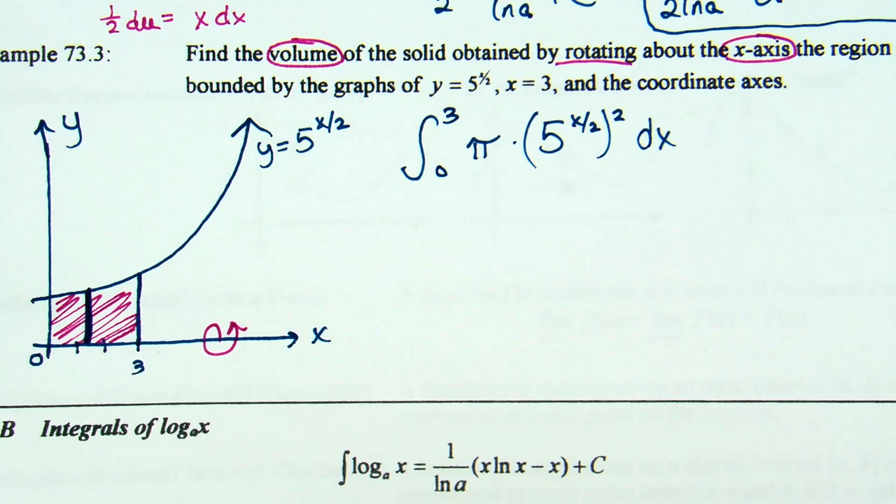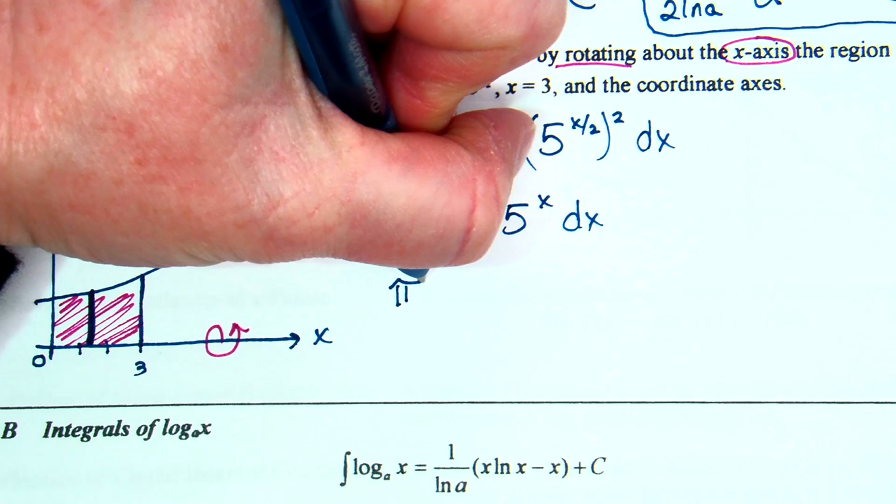5 to the x over 2, quantity squared. Yeah, because when you raise a power to a power, you multiply powers, right? So x over 2 times 2 is going to make this 5 to the x. Well, at least that part's going to be nice, right? So I have pi out front. What is the integral of 5 to the x?